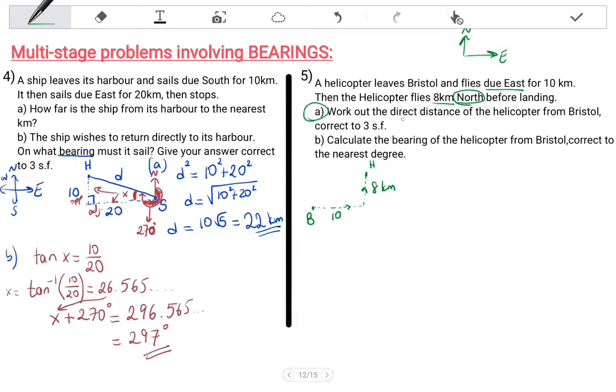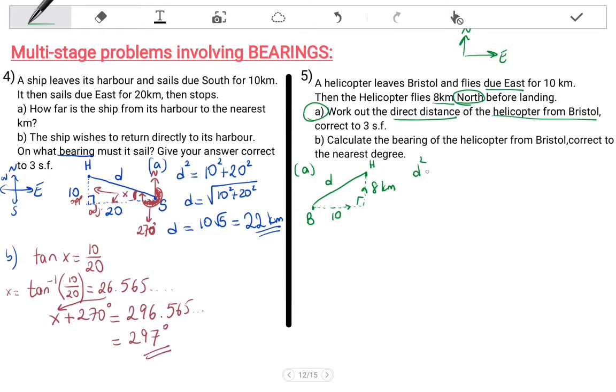And in part A, the direct distance of the helicopter from Bristol, correct to three significant figures, is wanted. So the direct distance between those is this distance. I will call this D, and the movement here from moving to east, then changing the way towards north, has a right angle in between. This is a right angle triangle, and I can use Pythagoras theorem to get the value of D, which is the answer of A. So D is the hypotenuse.